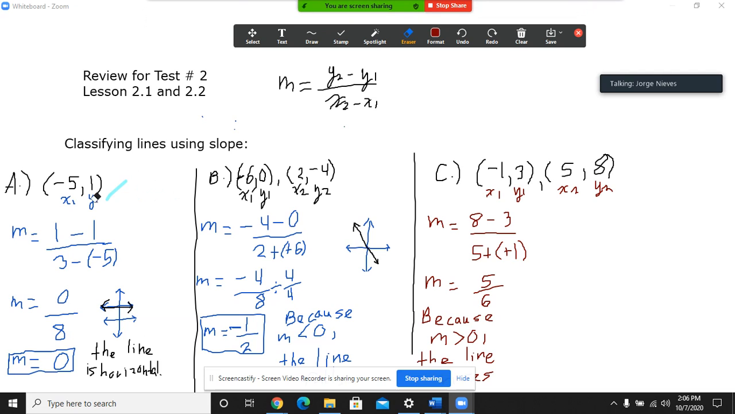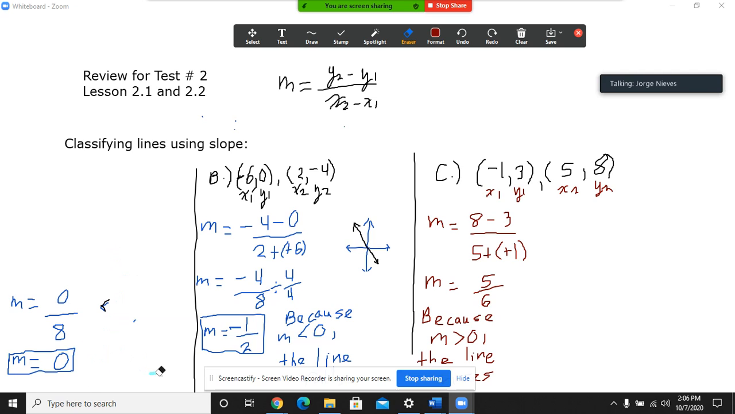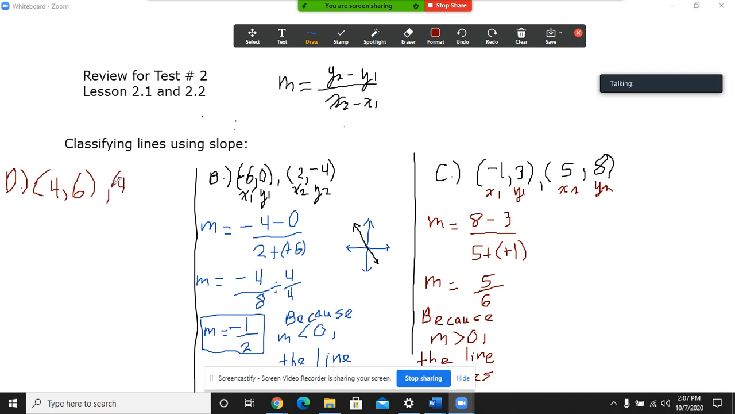Okay? So I'm going to do the last one, D, of how do we see a slope that is undefined. Okay? So I told you already, to have an undefined slope, the denominator has to be 0. Eso haría que el slope sea undefined, okay? So vamos a ver este rapidito. We got the coordinates that are the following: 4 and 6, and the other coordinates are 4 and -1.